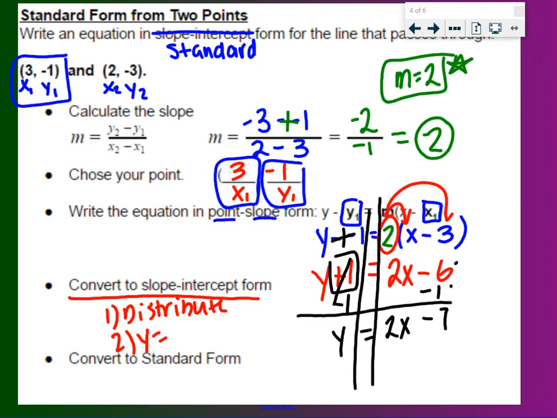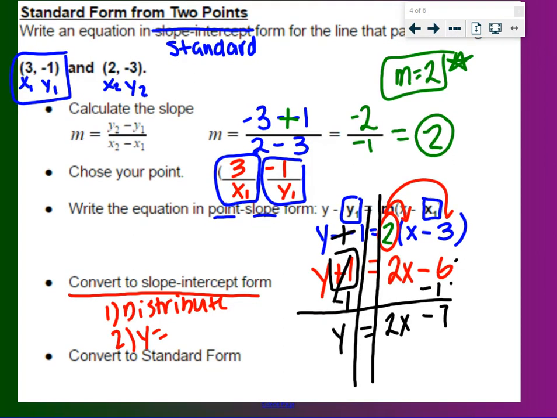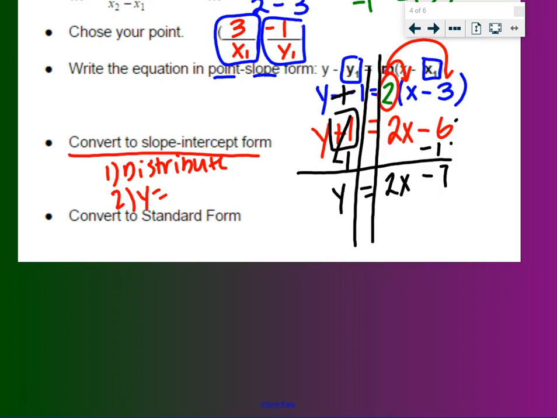Last step is to convert to standard form. Now converting to standard form, that's our new form. Standard form looks like ax plus by equals c. So we're adding a third step to our list, and that third step is going to be move x. We need to move x to the other side, so we're moving the 2x over here.